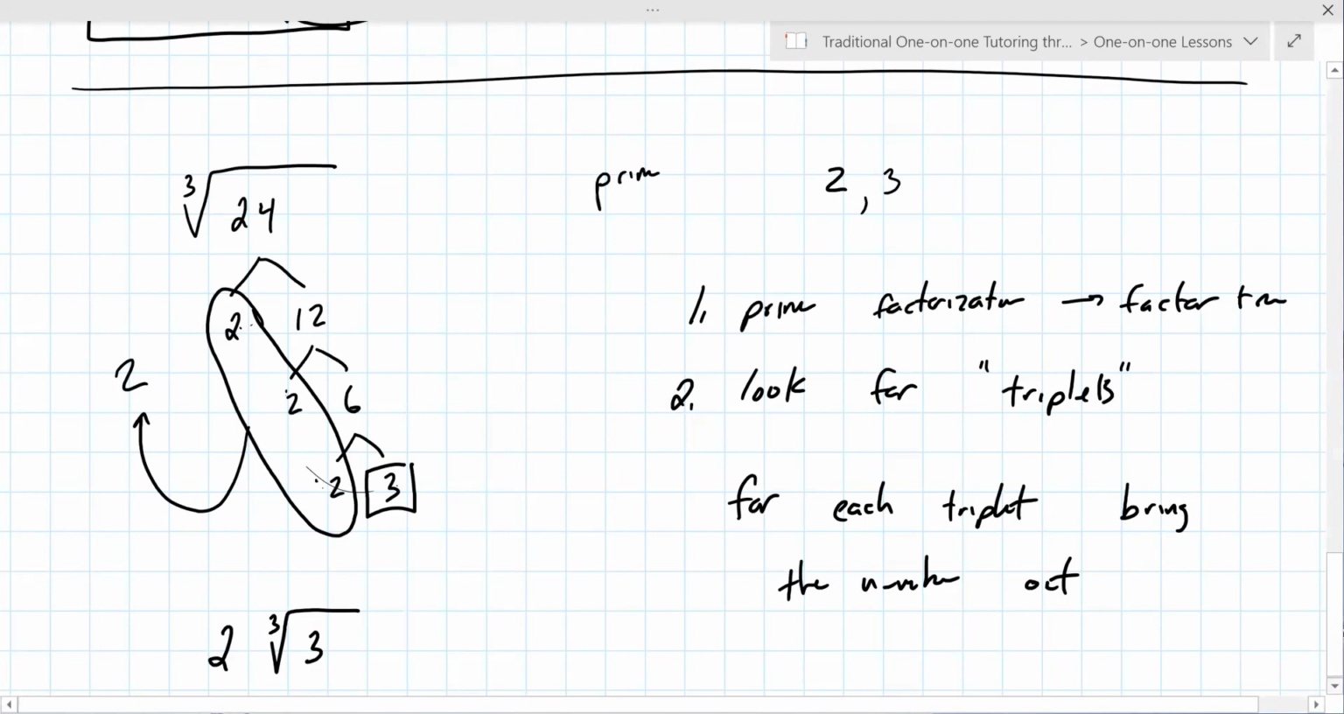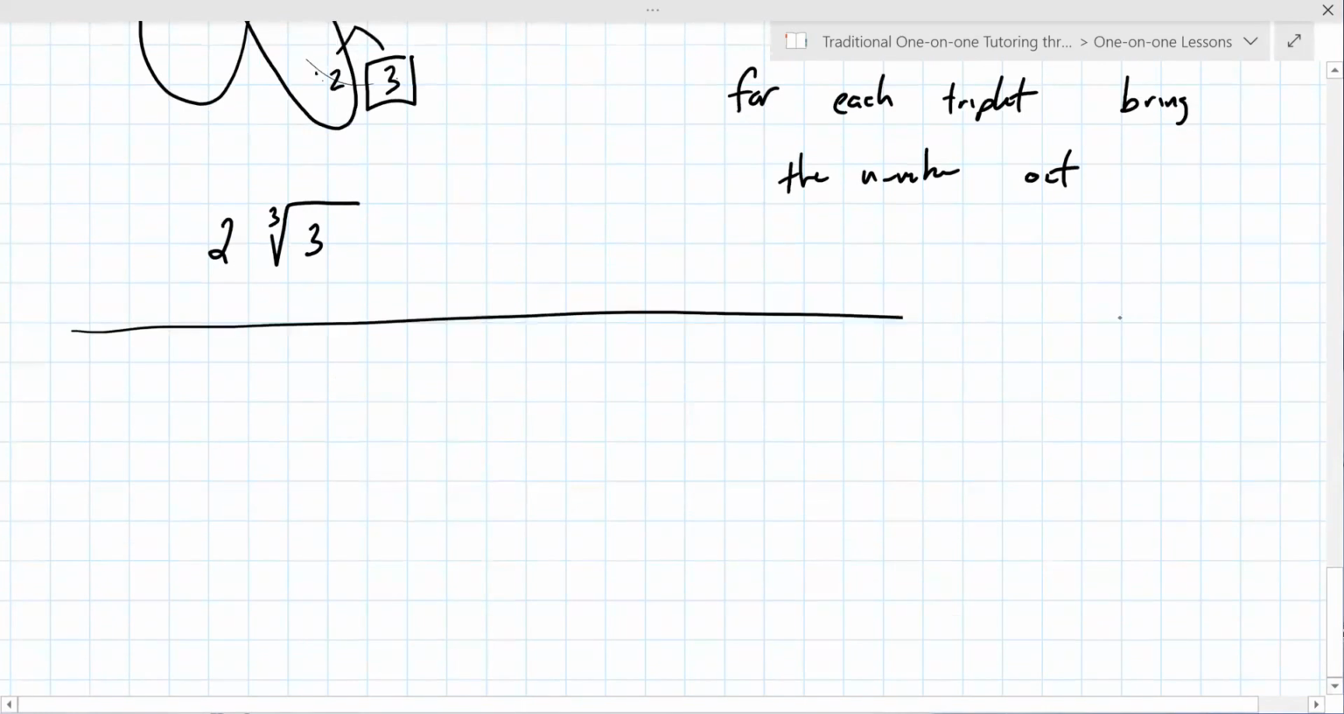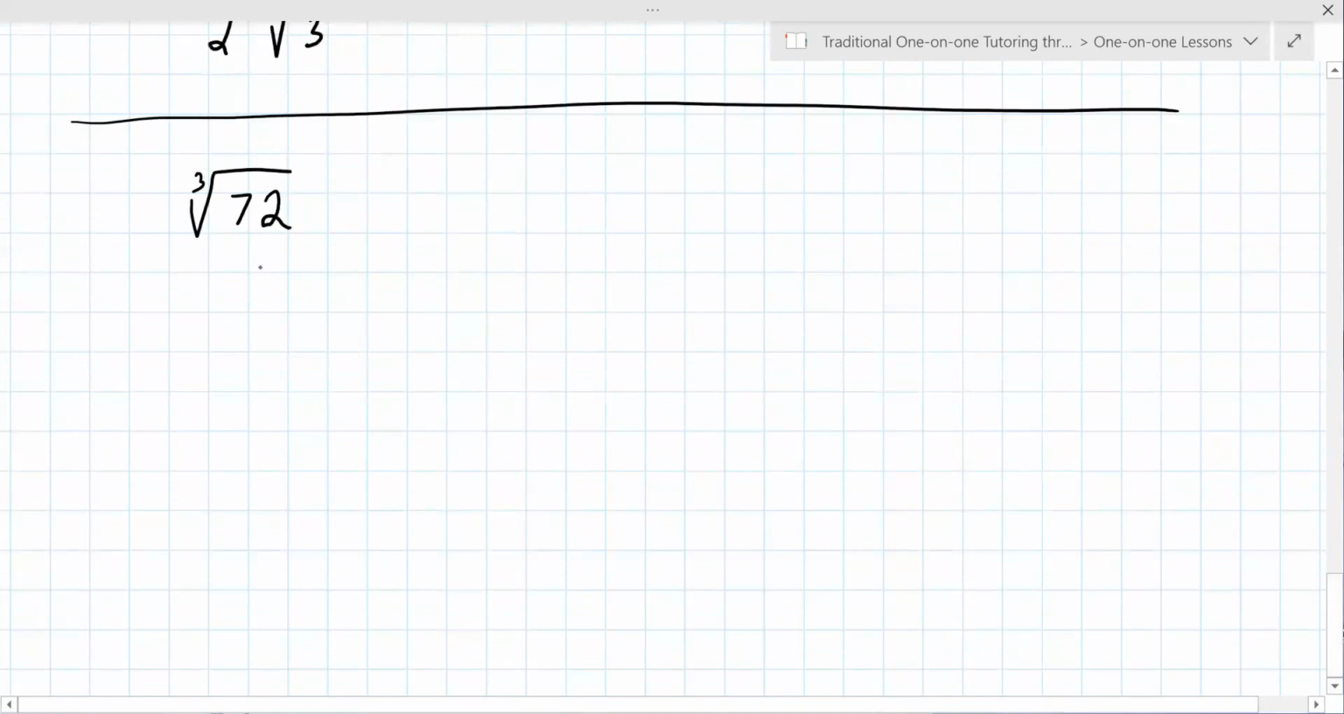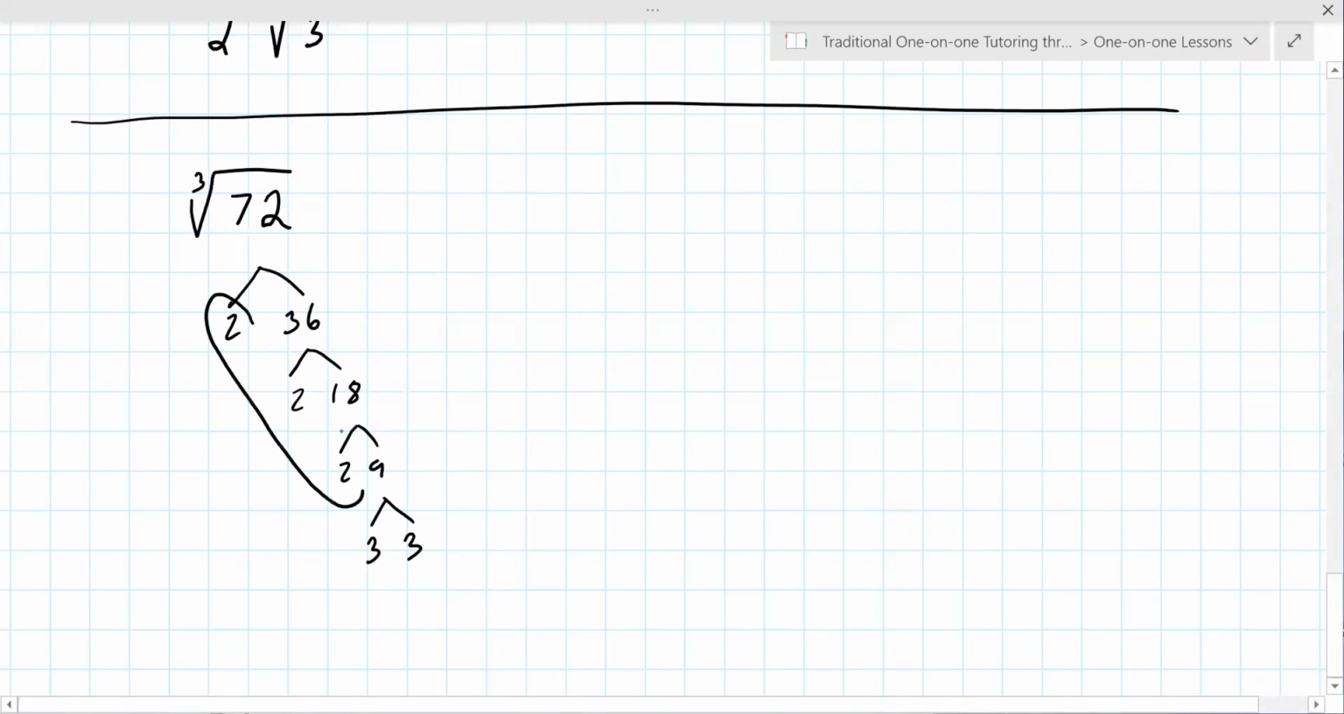Yeah, let's do at least one more here. So let's go 72. Okay, so again, you're going to break this apart. 2 and 36, 2 and 18, 2 and 9, 3 and 3. So again, this is very important. Do you see that on the leaves there are only prime numbers? For each triple, in this case, because it's a 3 there, you're going to pull a 2 out.